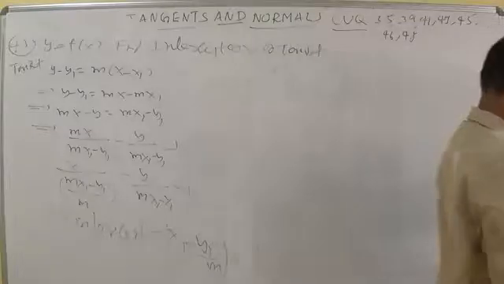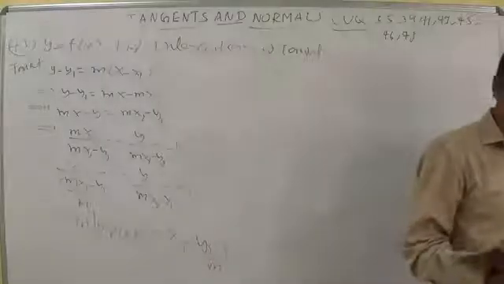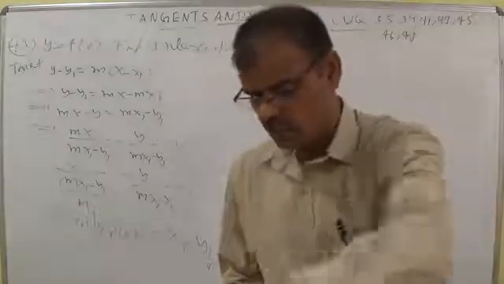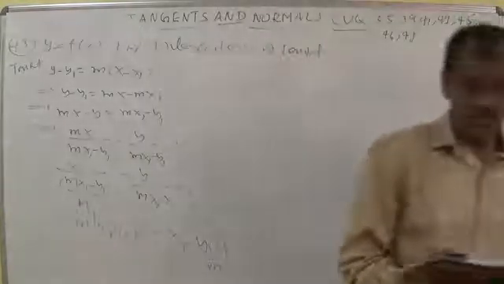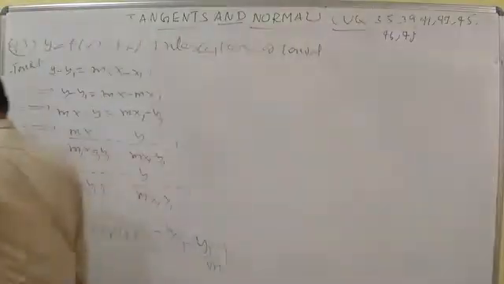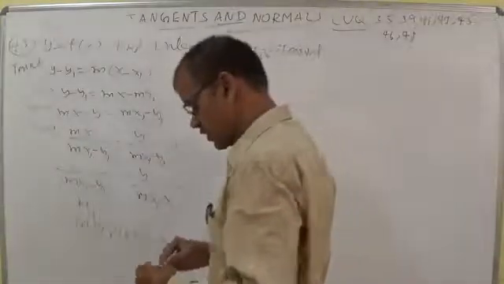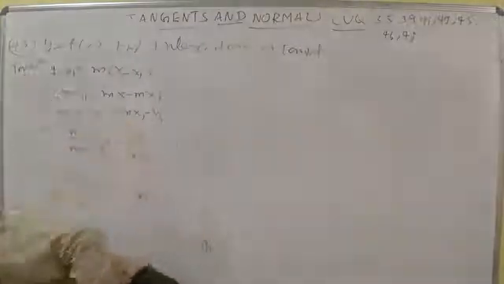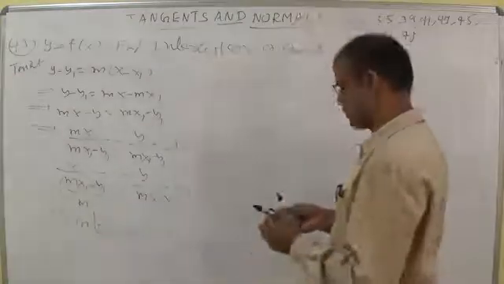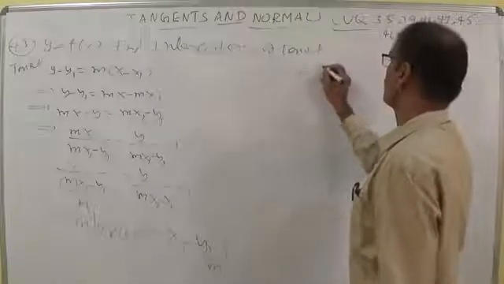Important concept: the angle between the curves y = sin x and y = cos x. We should calculate the angle between y = sin x and y = cos x. First of all, you should calculate the point of intersection. This is question 45.